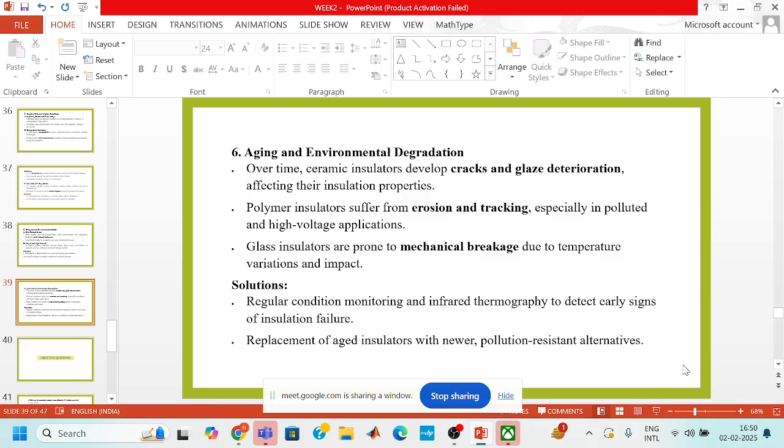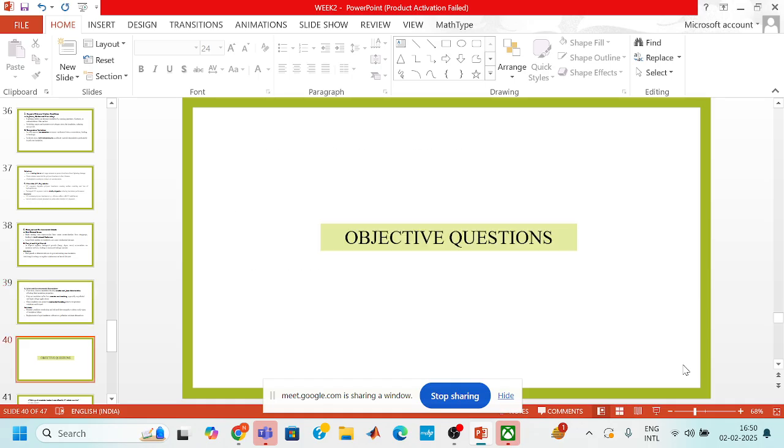So the main solution for this, we can use regular condition monitoring and infrared thermography to detect early signs of insulation failure, or we can replace the aged insulators with newer ones, or we can use pollution resistant alternatives.